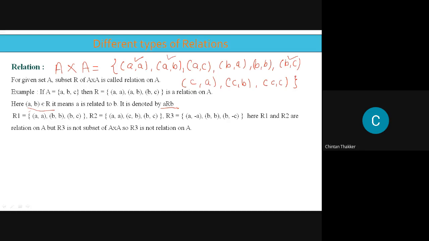So these three are relations on A cross A. But R3 contains some elements which are not in A cross A. So R3 is not a subset of A cross A. So it is not a relation on set A.